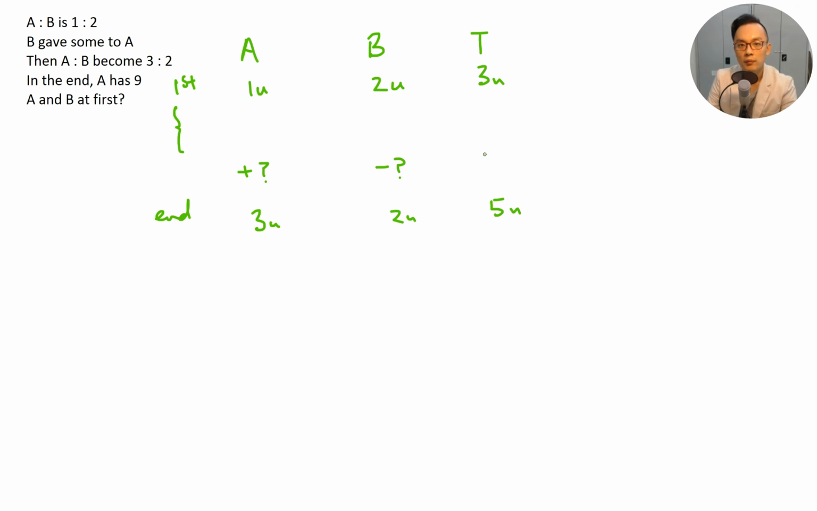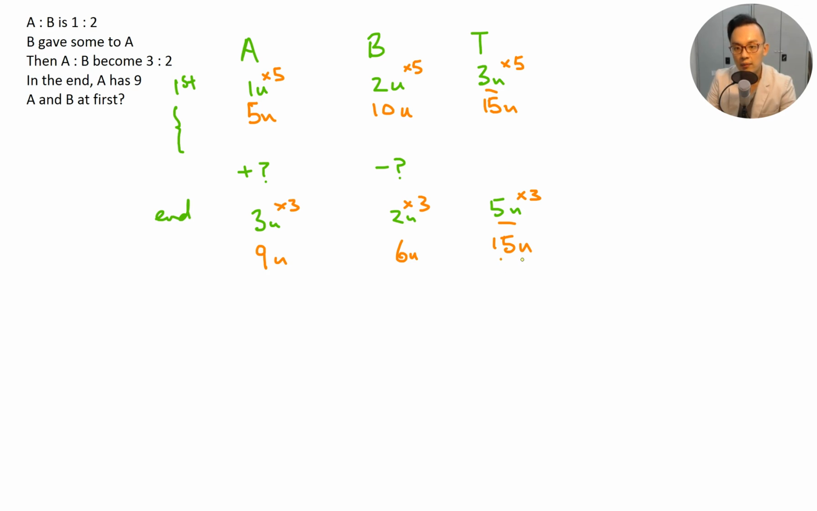Alright, so I know I need to make my total the same. So I times 3 and I times 5. So times 5 and times 5, and I times 3 and I times 3. And my new ratio now is 5 units is to 10 units is to 15 units. 2 times 3 is 6 units, and 3 times 3 is 9 units.